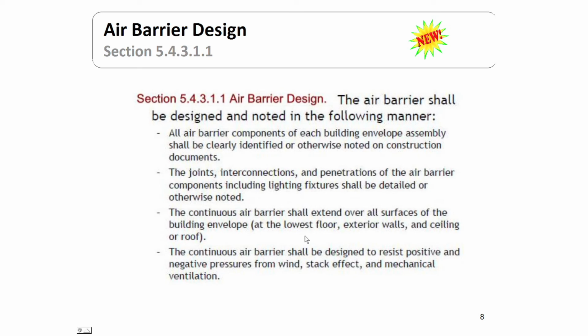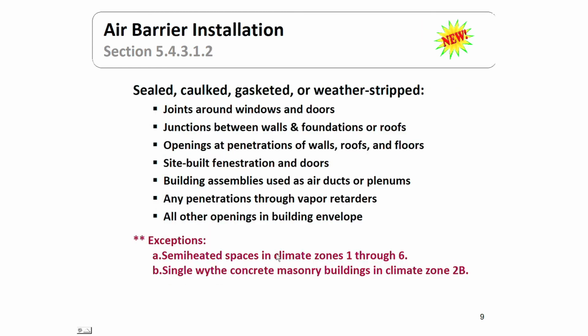The continuous air barrier has to extend over all the surfaces of the building, completely from the lowest floor up to the exterior walls and the ceiling or the rooftop. It has to be designed to resist positive and negative pressures from the wind, and also from the stack effect in the building, and from the mechanical ventilation, which also creates internal air pressures.